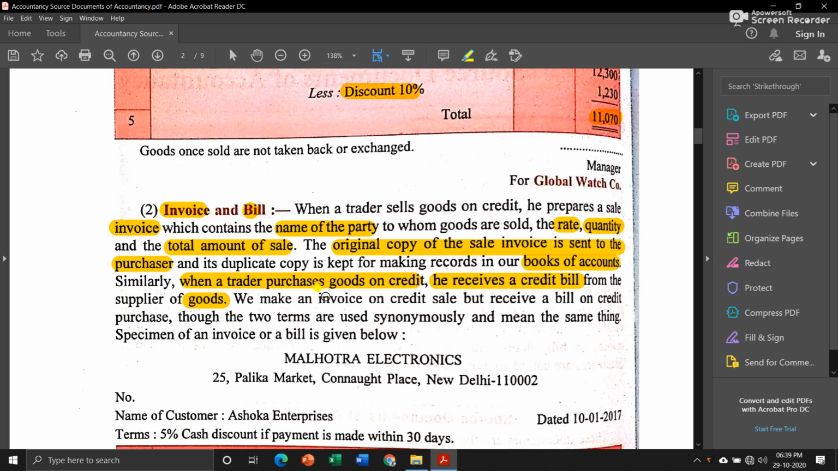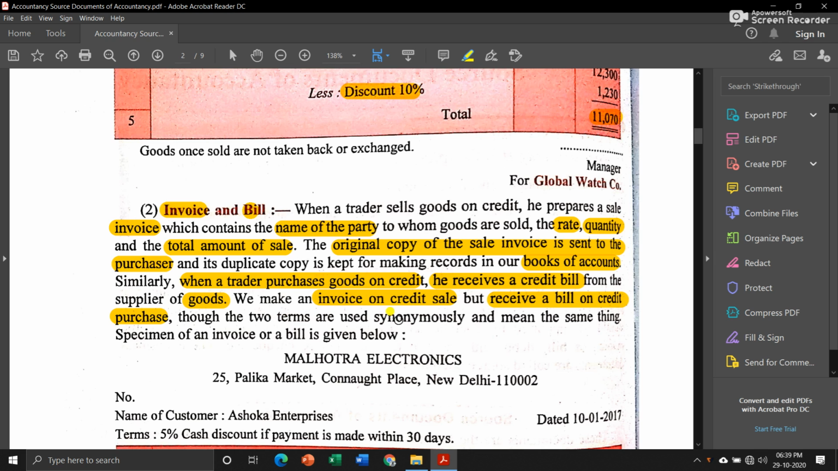When we make an invoice on credit sale, meaning imagine you are selling goods on credit, then you will prepare an invoice. But when you are purchasing goods on credit from any supplier, then you will get a bill. So here it is mentioned that we receive a bill on credit purchase. Don't forget that while selling goods on credit you will provide an invoice, but when you purchase goods on credit you will receive a bill.